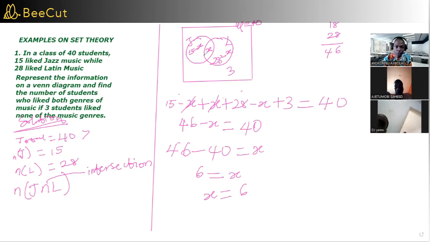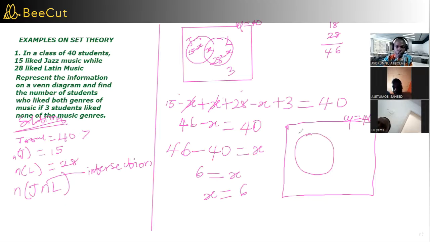So if I have to represent this information again on a Venn diagram, I'm just going to draw the rectangle, somewhat like this. And I'm going to say my universal, once again, is 40. I have the first circle for jazz and the second circle for Latin. Then I have the intersection to be x, and my x now is 6. So if my x is 6, I have the total circle of jazz to be 15.